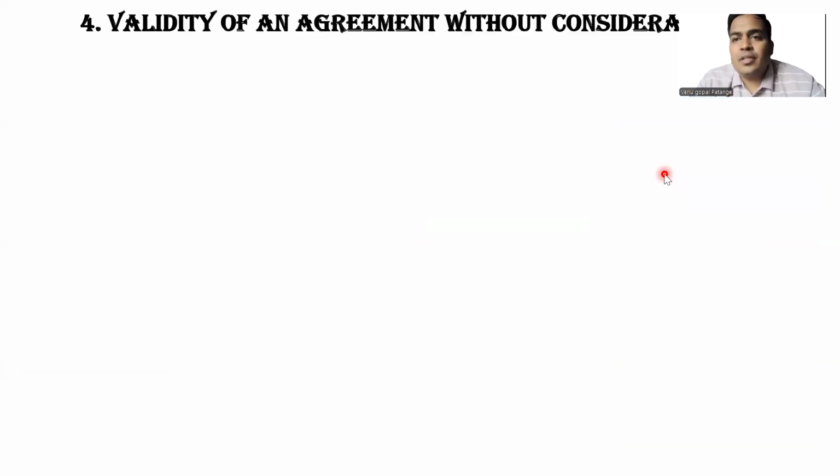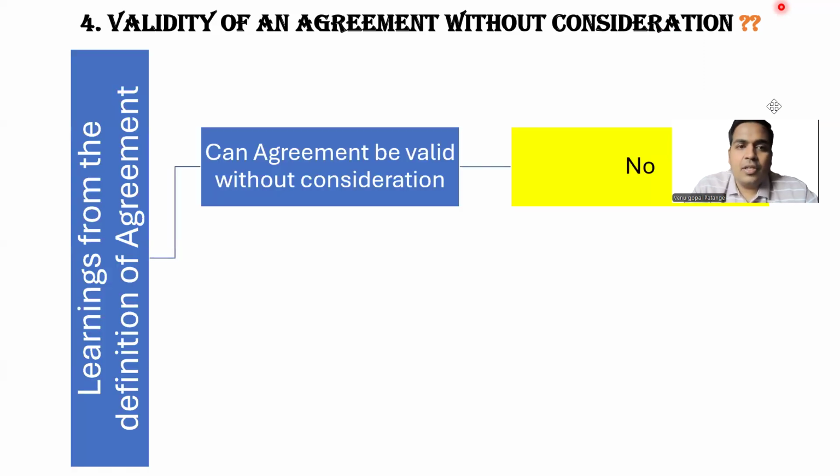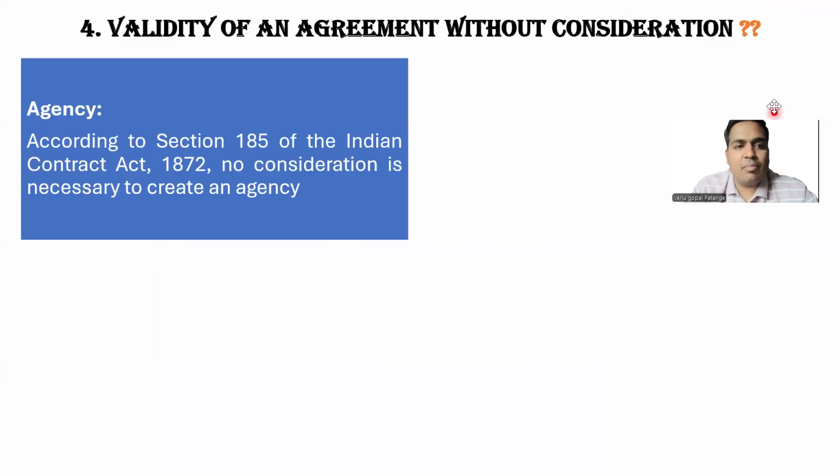Again, the question comes: can there be an agreement without consideration? Recall the definition of agreement: a set of promises forming consideration for each other. So an agreement cannot form without consideration. The validity of an agreement without consideration is not at all valid. But however, there are certain exceptions. So generally, can an agreement be valid without consideration? The answer is no, but there are exceptions. Again, there are 7 exceptions. Let us see them one by one.